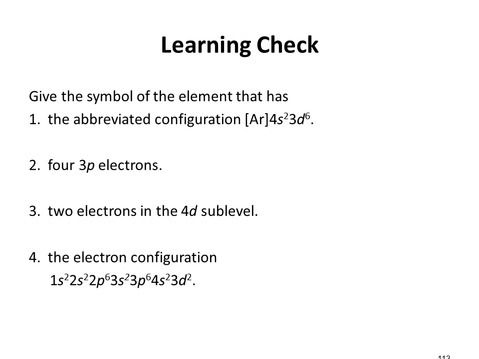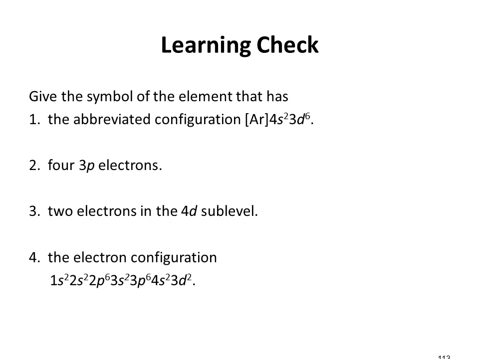Number 3, 2 electrons in the 4d subshell. So the 4d subshell would have to actually be in period 5. d is one behind the period number. And so we would start with Y and move on over one more to Zr, zirconium.